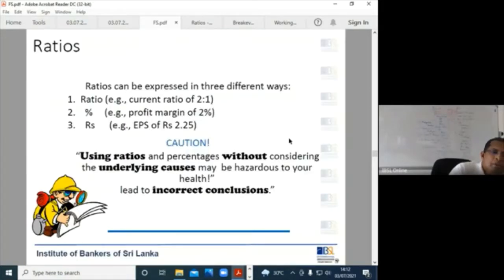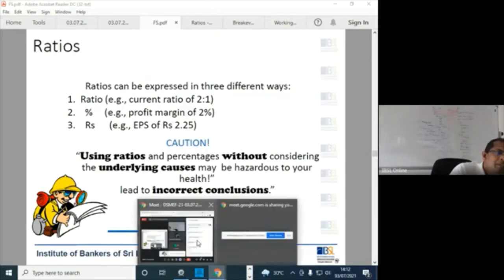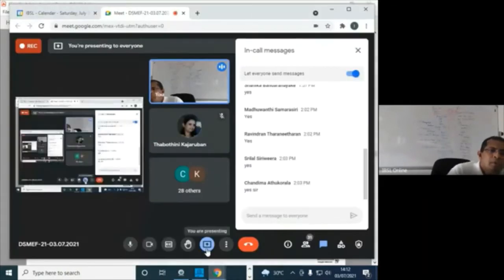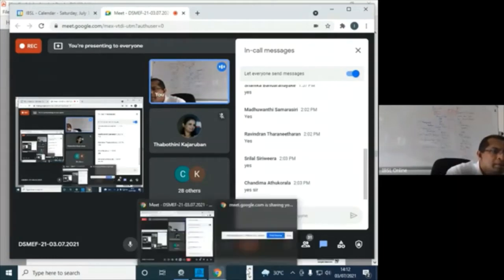Then we will come to the final part, the fifth item, which is the ratio analysis. Before going there, do you have any questions? If no questions, we'll go to ratio analysis.